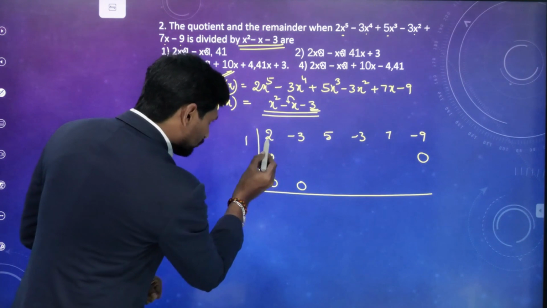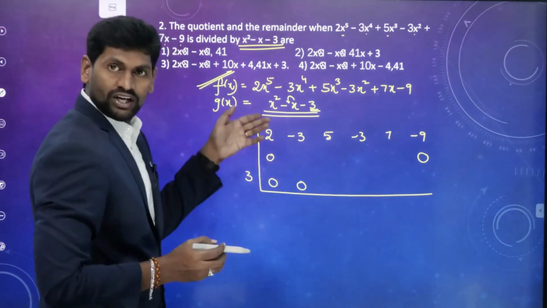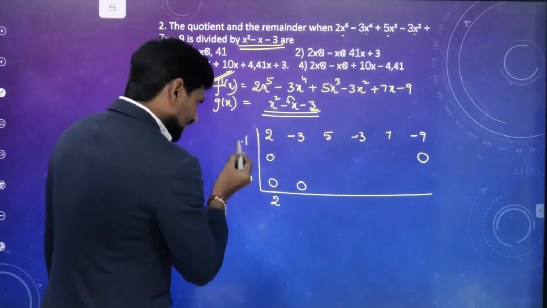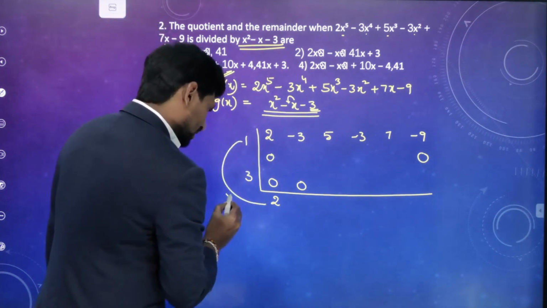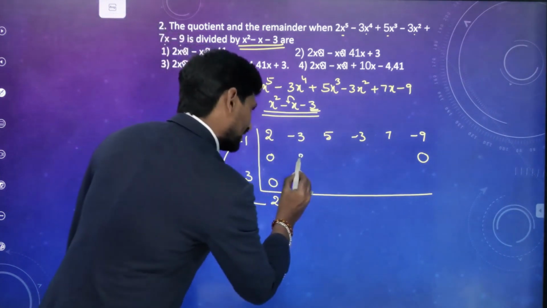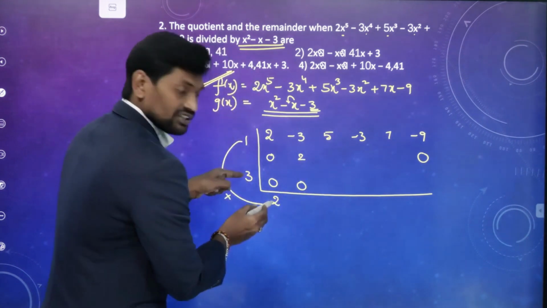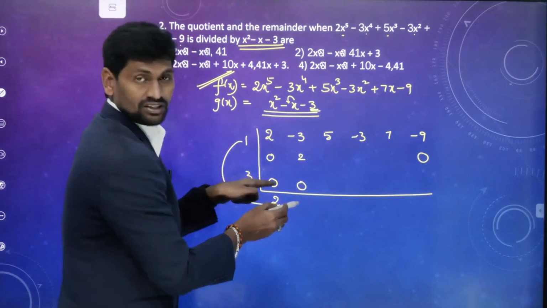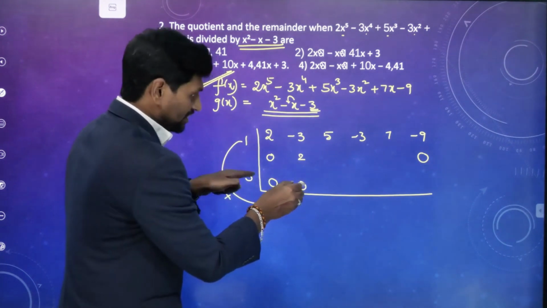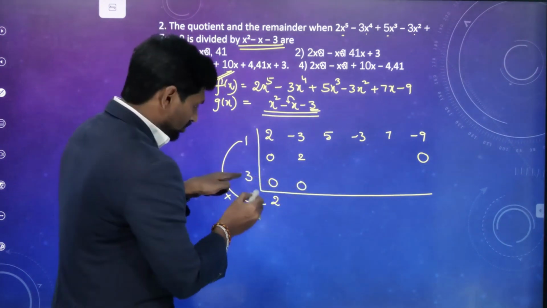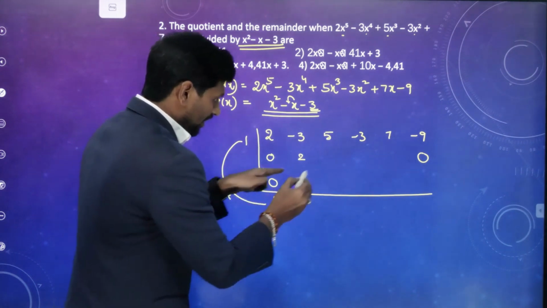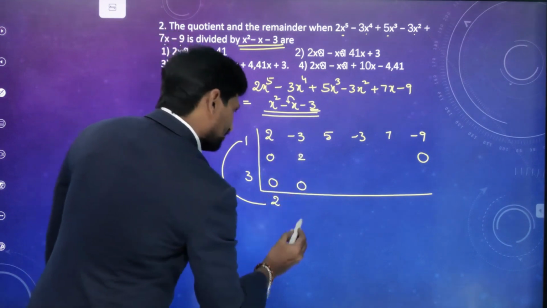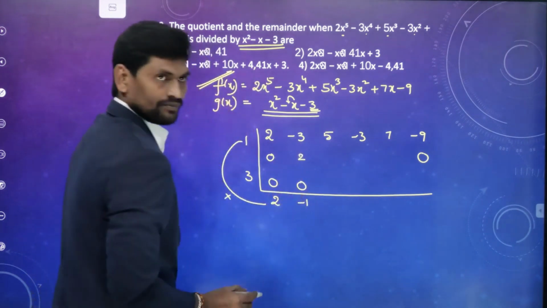Now add all of them. 1, 2 plus 0, 2. Again 2 plus 0, 2. Now I am taking the first coefficient. 1 2s are 2, I am writing here. 3 2s are 6, but here we should not take the value because it is already occupied with 0. So we need not multiply here. When you multiply, you have to write from here onwards. Okay? Yeah, minus 3 plus 2 is minus 1.